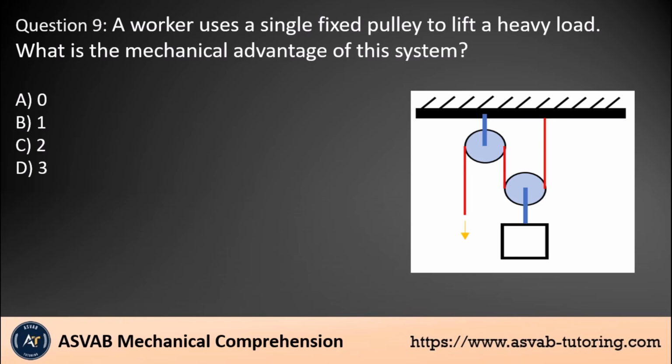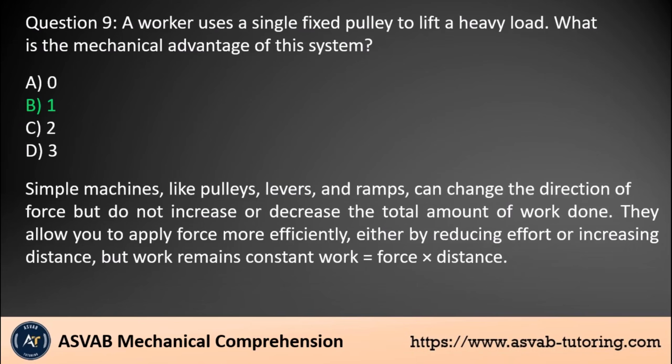Question 9. A worker uses a single fixed pulley to lift a heavy load. What is the mechanical advantage of this system? A. 0. B. 1. C. 2. D. 3. Correct answer is option B.